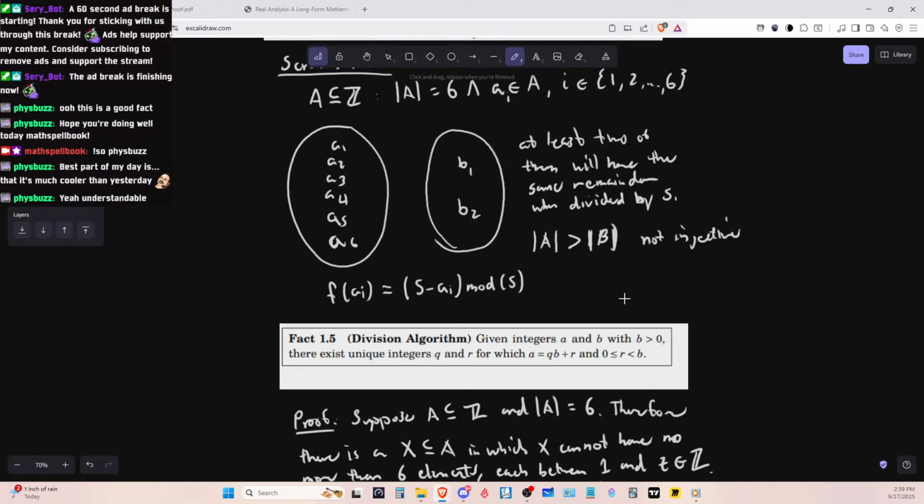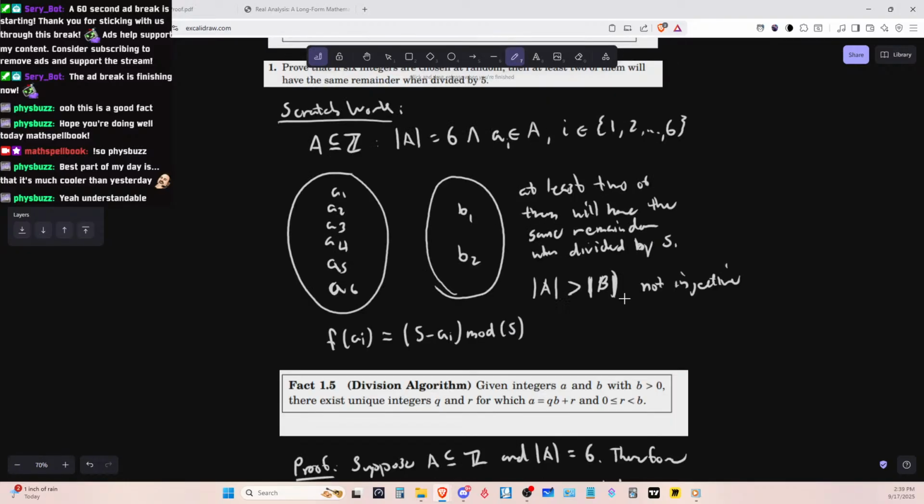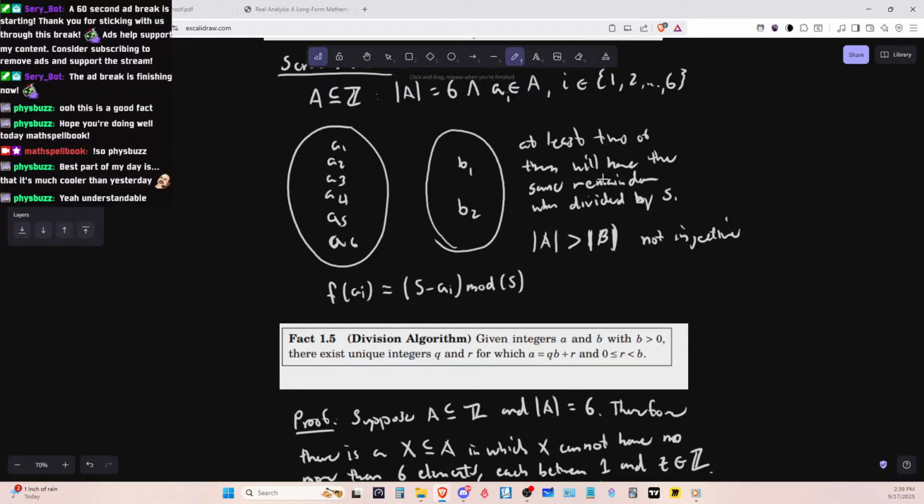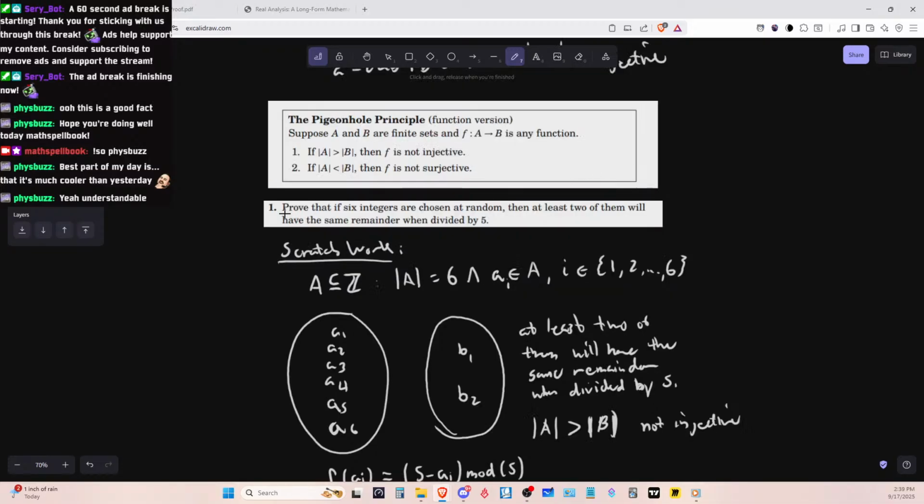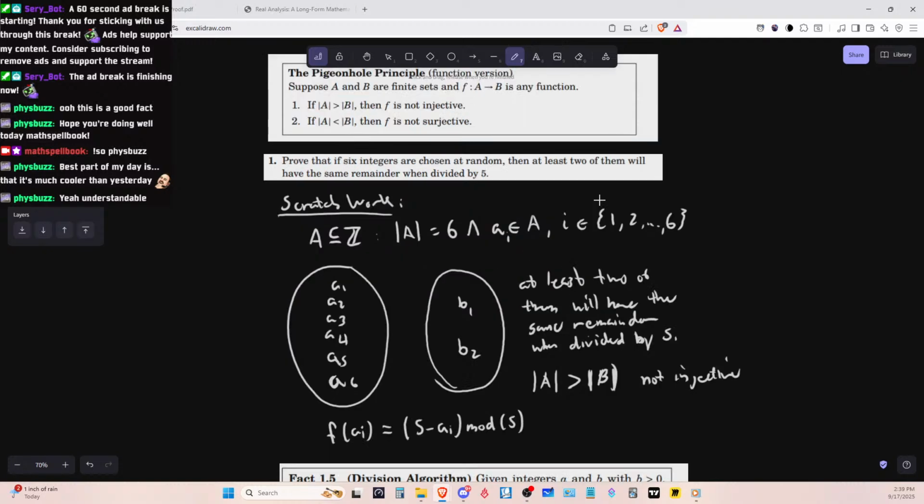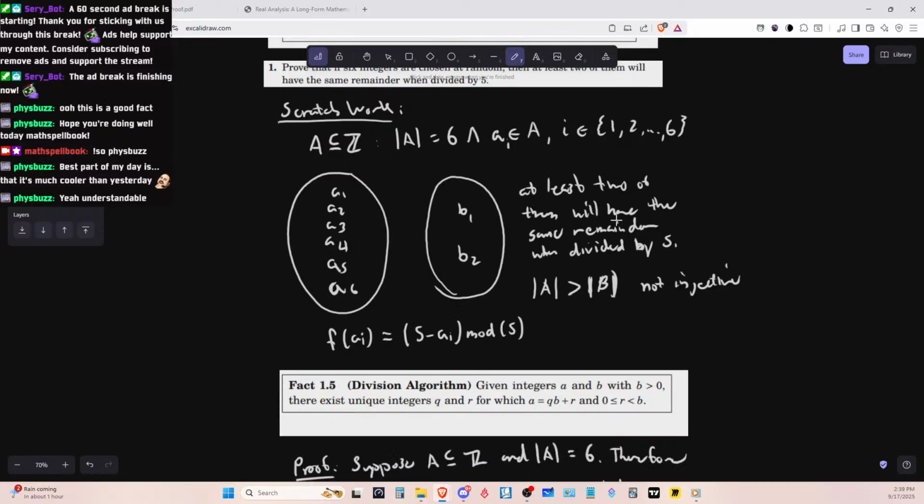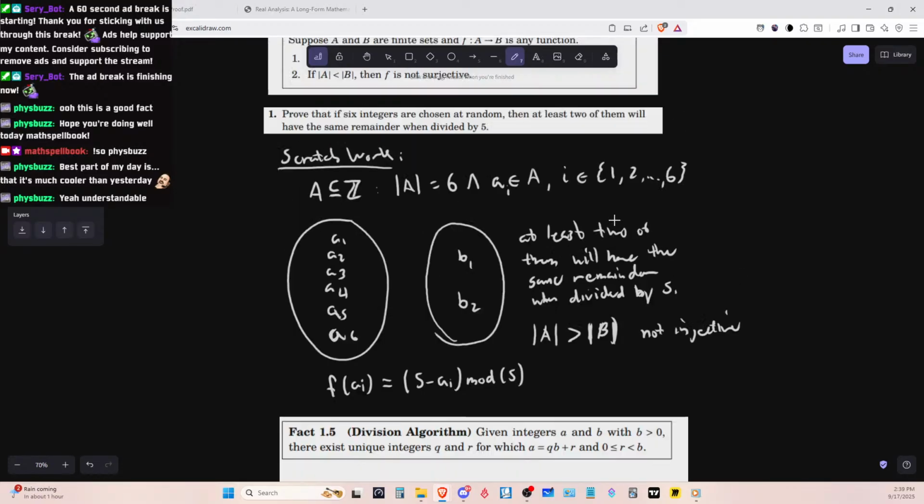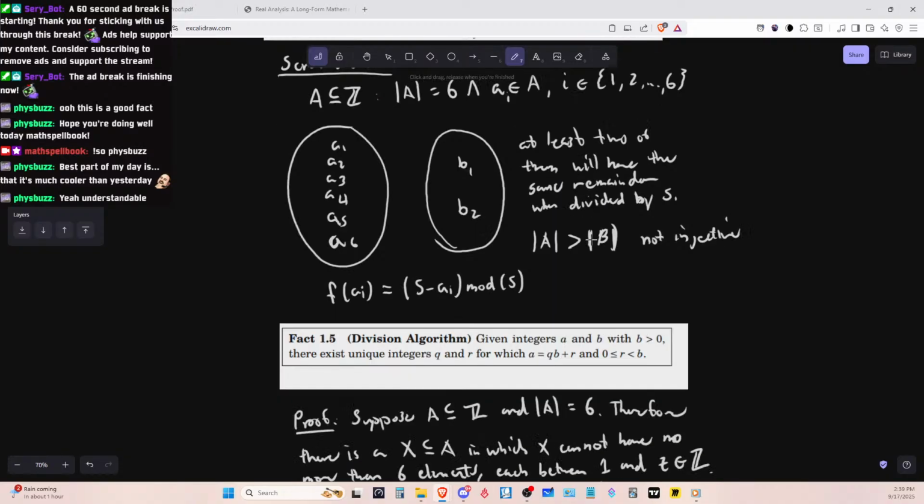So now I've got to think about what is the function that we can use. Because it says here in the problem, prove that if 6 integers are chosen at random, then at least 2 of them will have the same remainder when divided by 5. So now we have to create the function in which we get the remainder.